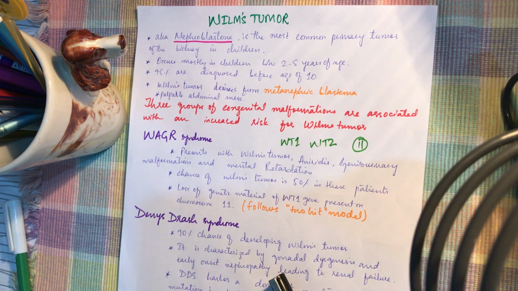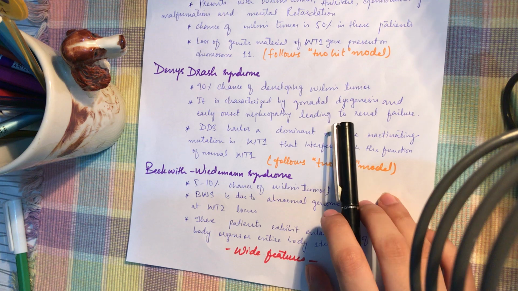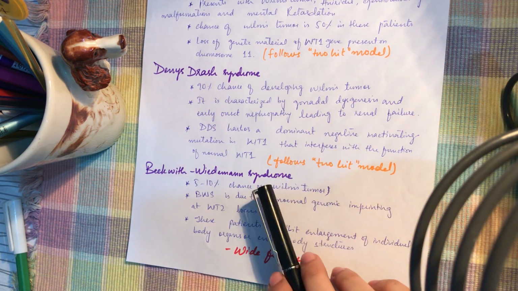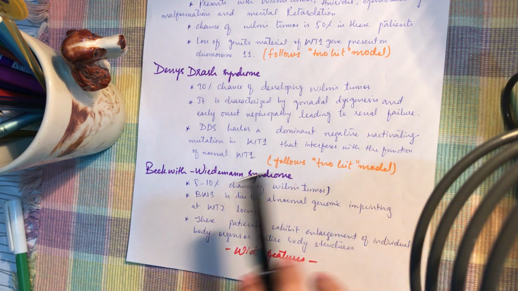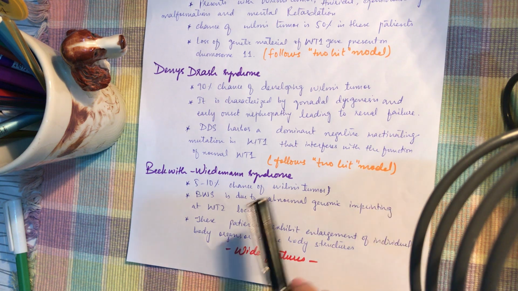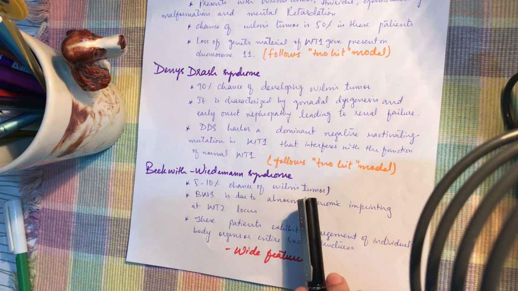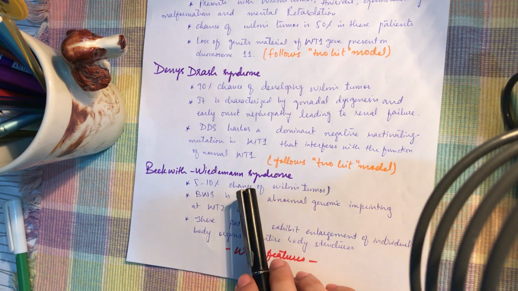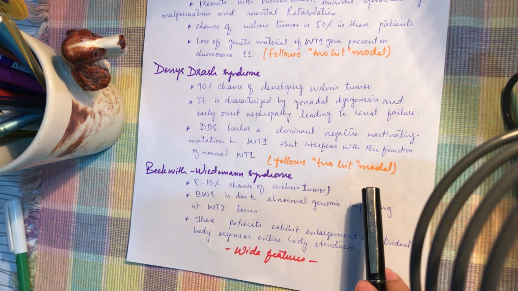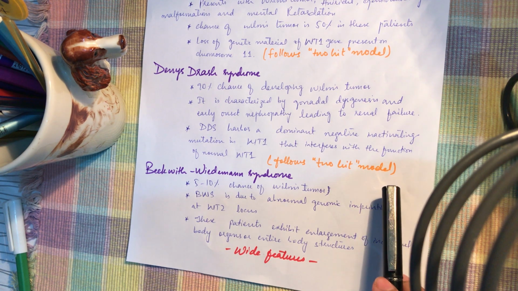Next is the Denys-Drash syndrome. So 90% chance of developing Wilms tumor is present in this syndrome, and it is characterized by the gonadal dysgenesis and the early onset nephropathy, leading to the renal failure. So the DDS, or the Denys-Drash syndrome, harbors a dominant negative inactivating mutation in the WT1, and that interferes with the function of the normal WT1. So both the WAGR syndrome and the Denys-Drash syndrome, these both follow the two-hit model. I've already told you about the two-hit model in my previous video.